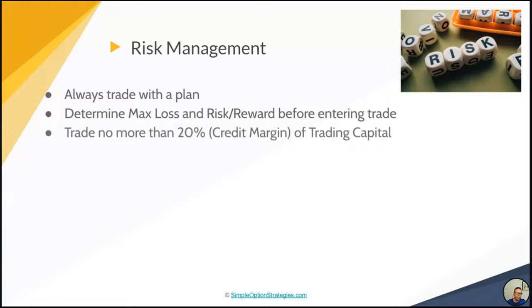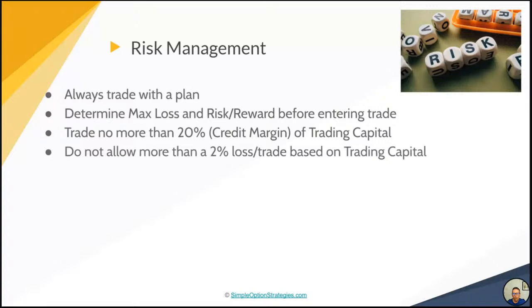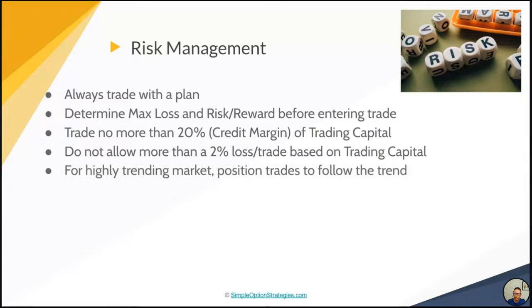Third, you want to trade no more than 20% of the credit margin based on the total capital that you have. You've got to leave room for drawdowns, not necessarily for 0DTE, but for other credit spreads that you're trading, and for adjusting those positions. Do not allow more than a 2% loss based on your trading capital. So if you are trading with $10,000, your loss should never be greater than $200. Okay. And you can calculate that before you enter the trade.